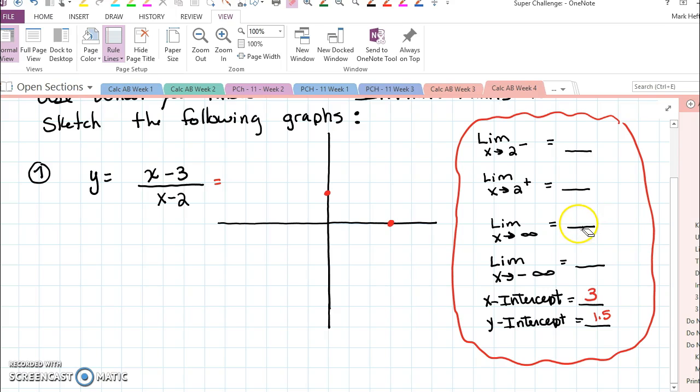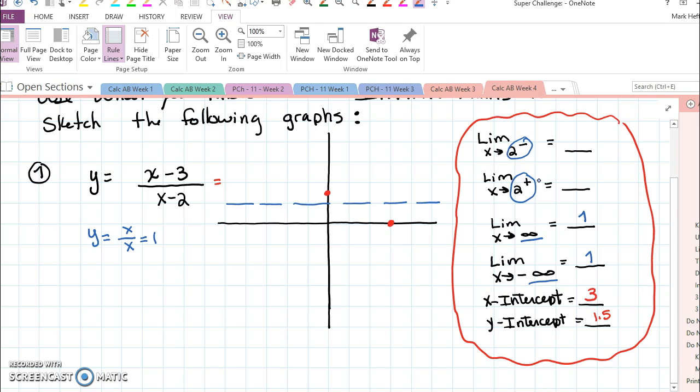My limits at infinity are still the easiest, because when I plug in a very large number, we're looking at y equals x over x, which equals 1. And that's the same thing whether I plug in infinity or negative infinity. So really that means I have a horizontal asymptote at y equals 1.